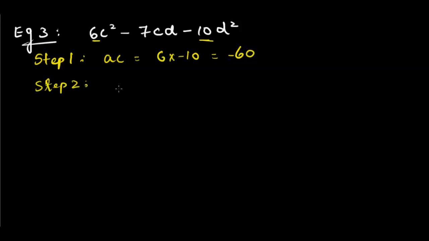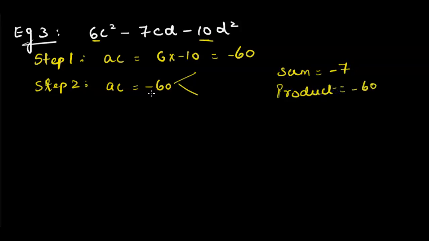Step number 2 is we have to split AC, which is negative 60, into two numbers such that we get a sum of negative 7 and we get a product of negative 60 back again. Because the product is negative, that means one of the numbers would be positive and the other number would be negative. We know 60 has lots and lots of factors such as 2 and 30. However, working with 2 and 30, we will never be able to get 7, neither by adding nor by subtracting.